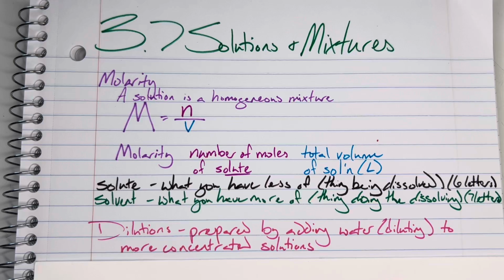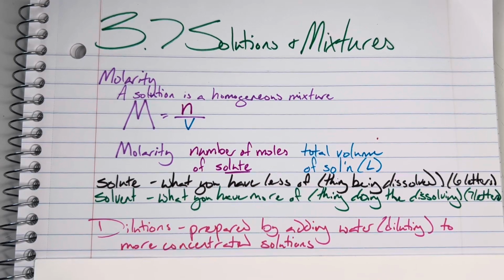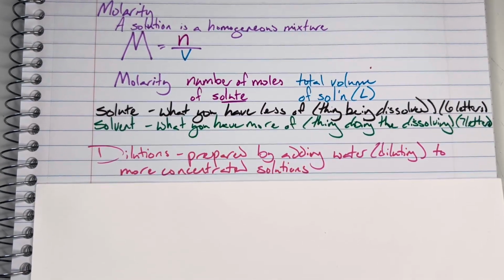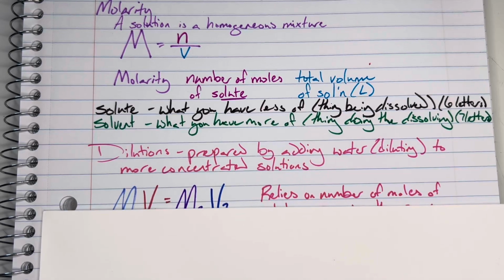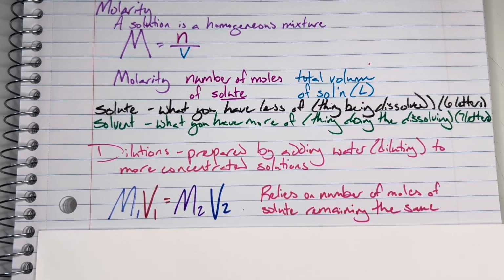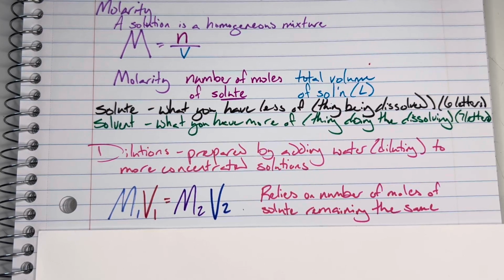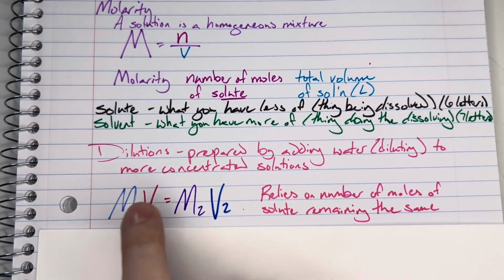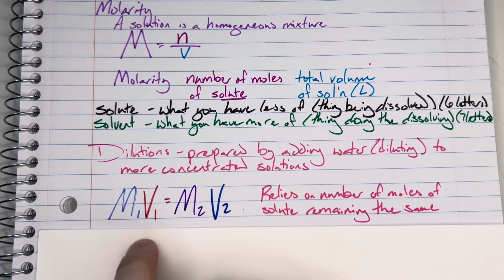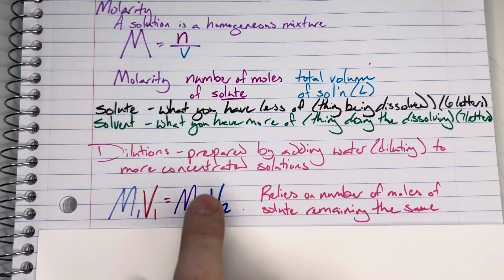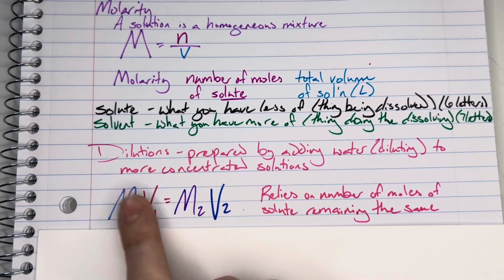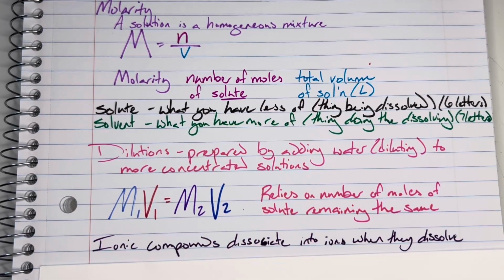Dilutions are going to be prepared by adding water and therefore diluting a more concentrated solution. The equation for dilutions is going to be M1V1 is equal to M2V2, and this relies on the moles of the solute remaining the same. Since molarity times volume is going to give you the moles of the solute, and since those are not changing, you can set these two things equal to each other.